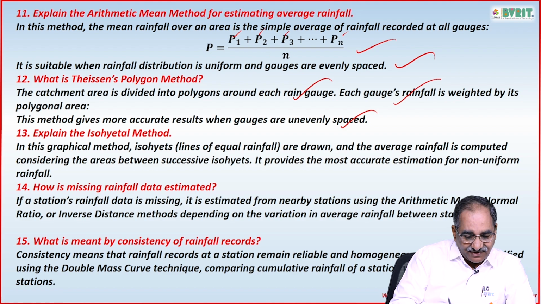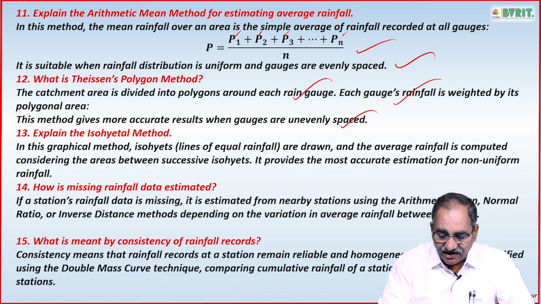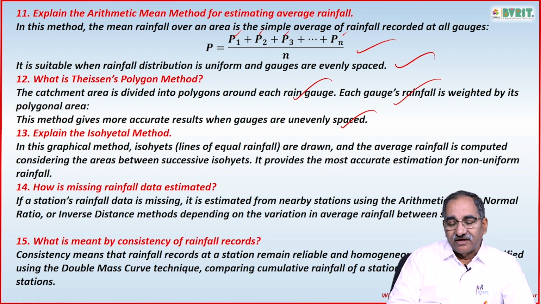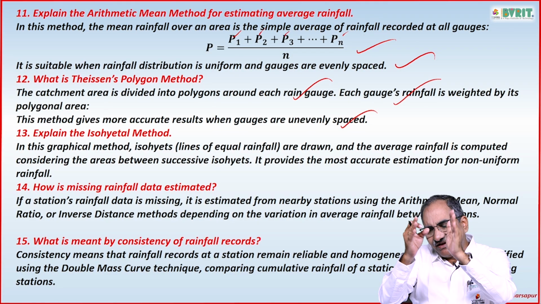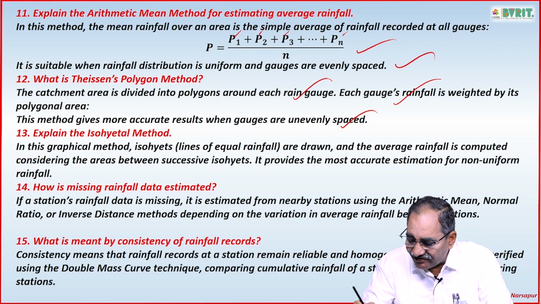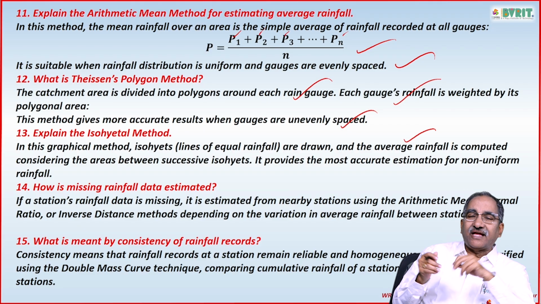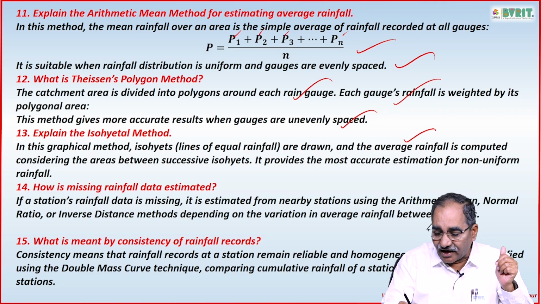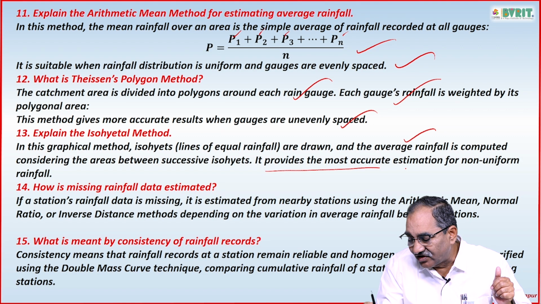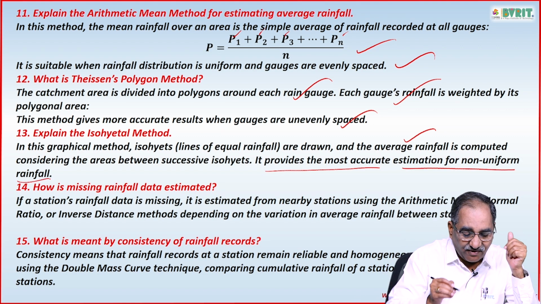Explain the isohyetal method. In this graphical method, isohyets are drawn. What do you mean by an isohyet? An isohyet is a line of equal rainfall, and the average rainfall is computed by considering the areas between two successive isohyets. It provides the most accurate estimation for non-uniform rainfall.